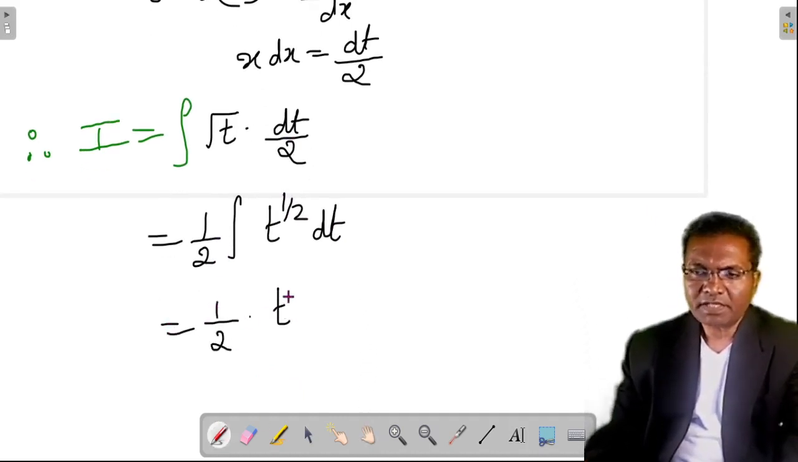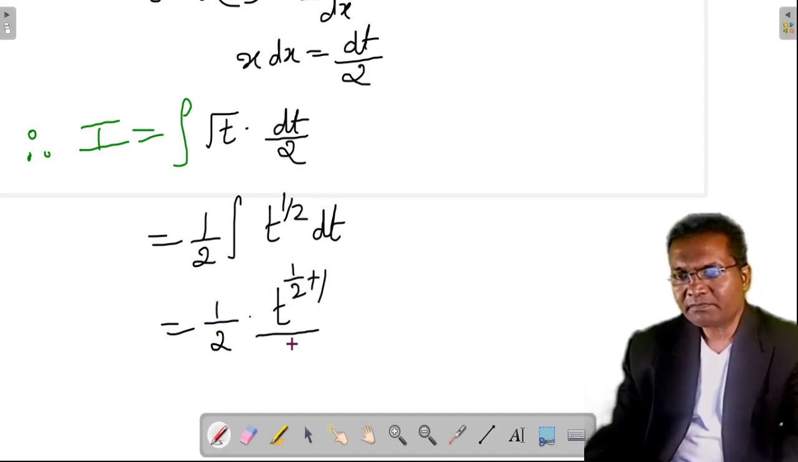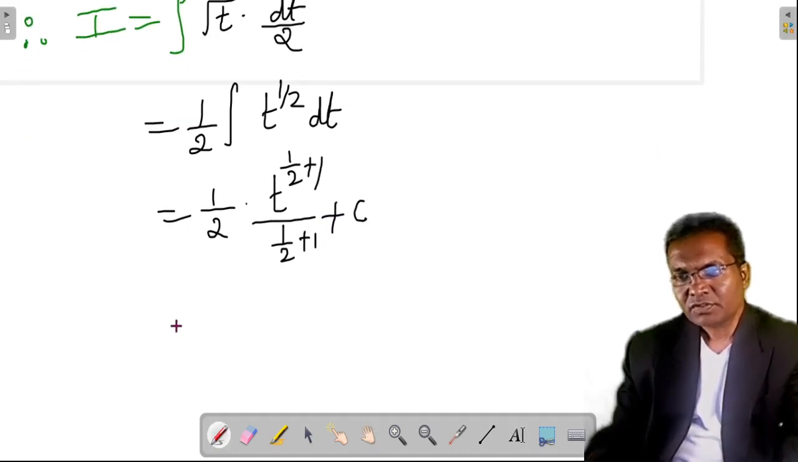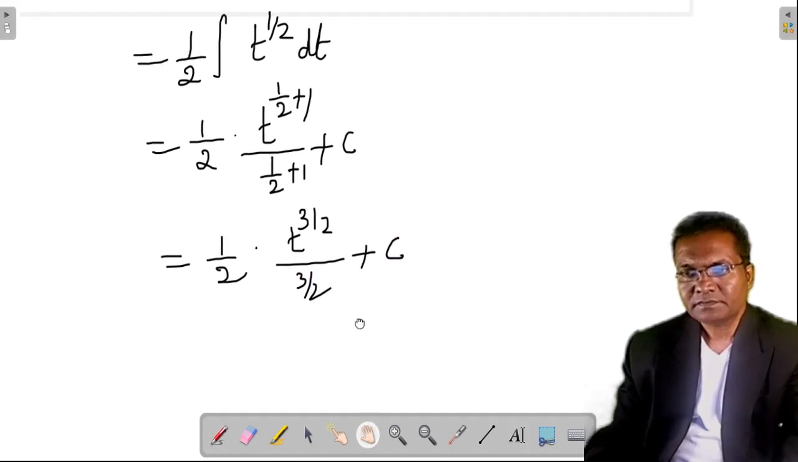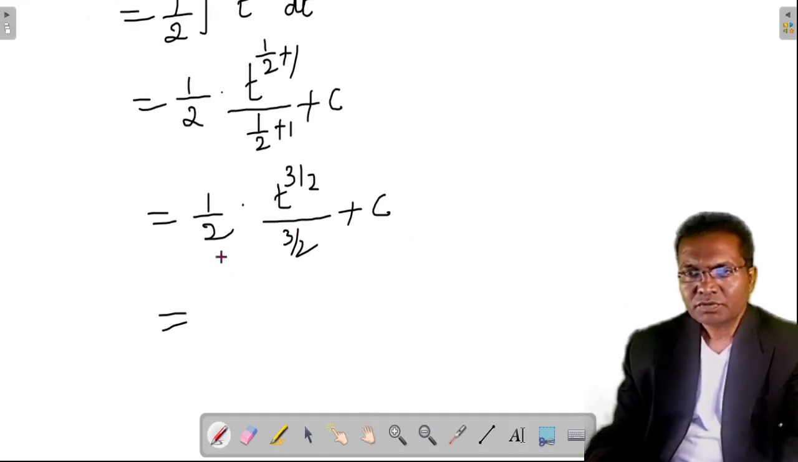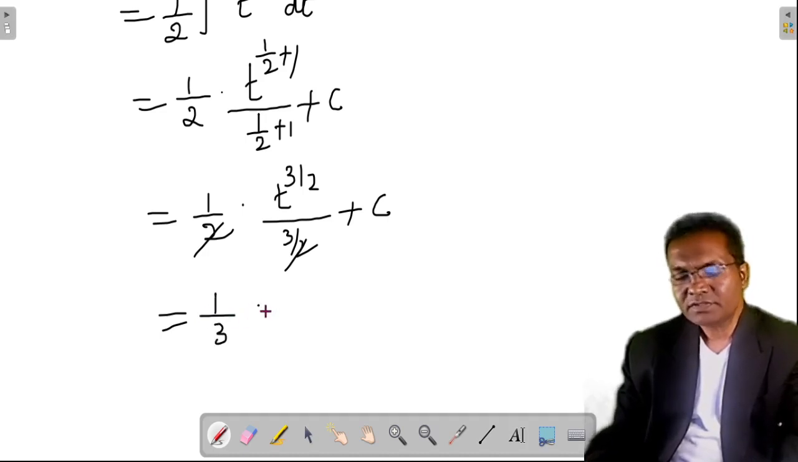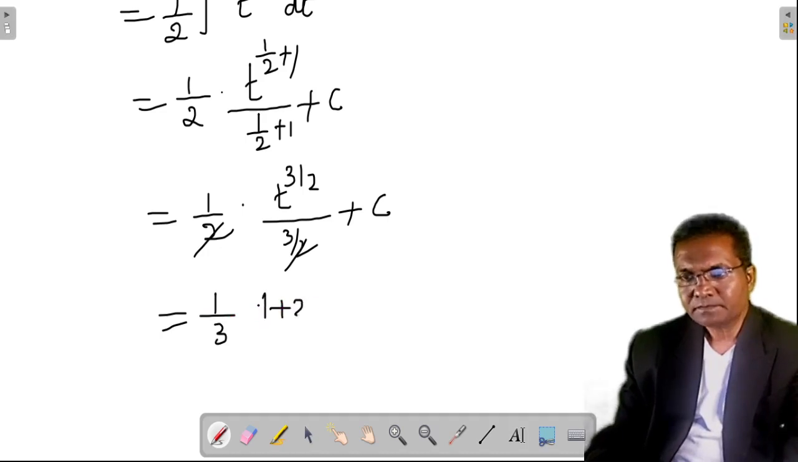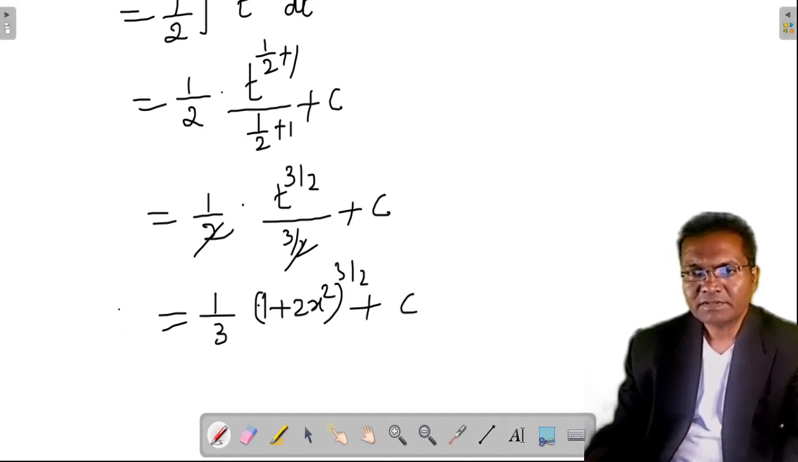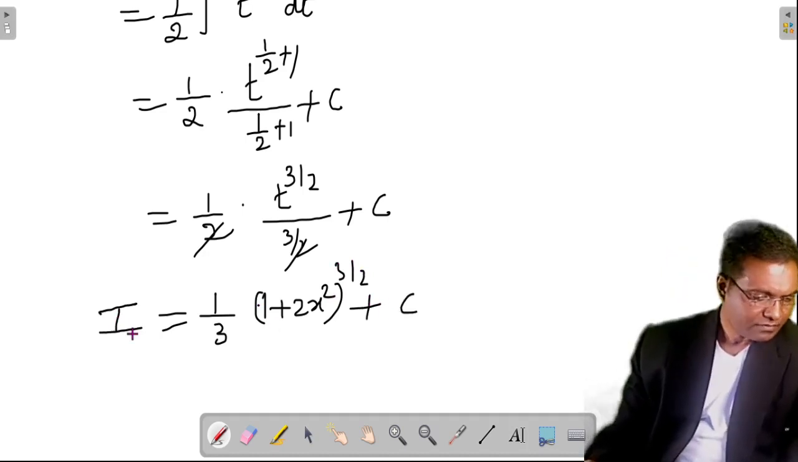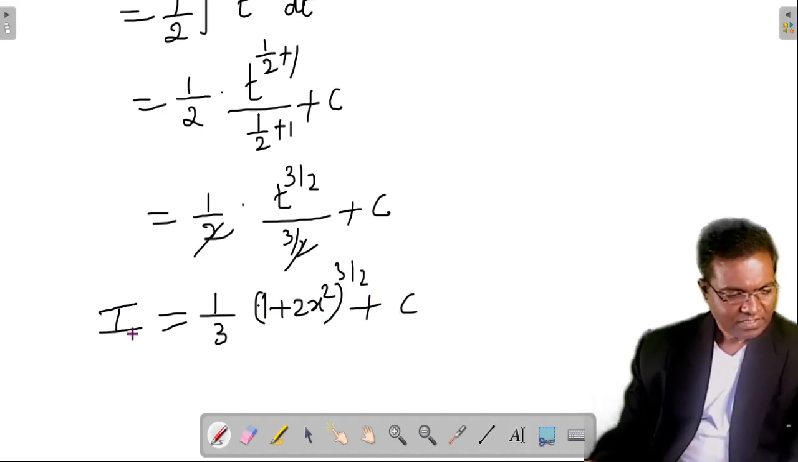1 by 4 integration of t power half is t power half plus 1 by half plus 1 plus c, which is equal to 1 by 4 into t power 3 by 2 by 3 by 2 plus c. So 1 by 6, t means your t is 1 plus 2x square to the power 3 by 2 plus c. This is your final result. Okay.